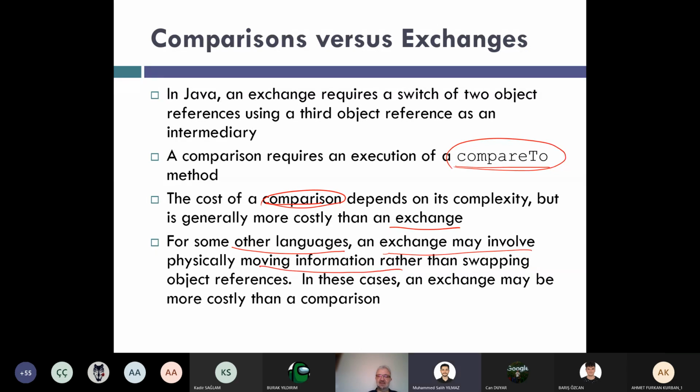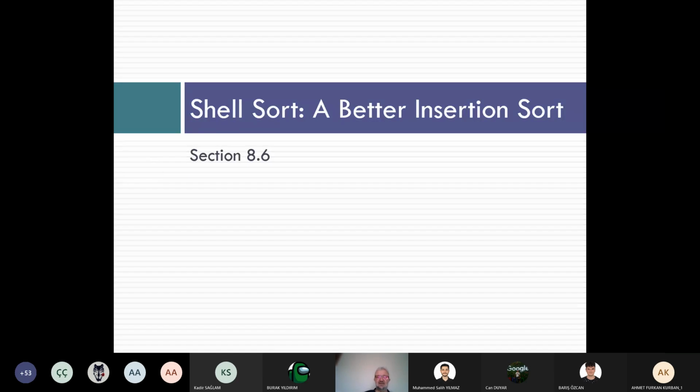Sir, can we leave, by the way? Other lessons have started for us. I didn't get it, repeat again. Can we leave because other lessons have started for us? Oh yeah. Okay, we will continue with the shell sorts. Yes, you can leave, of course. Thank you, sir. Have a nice day. You too.